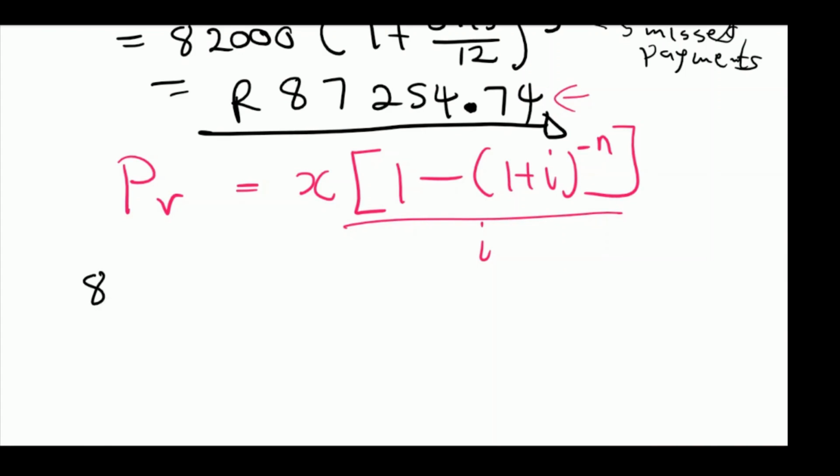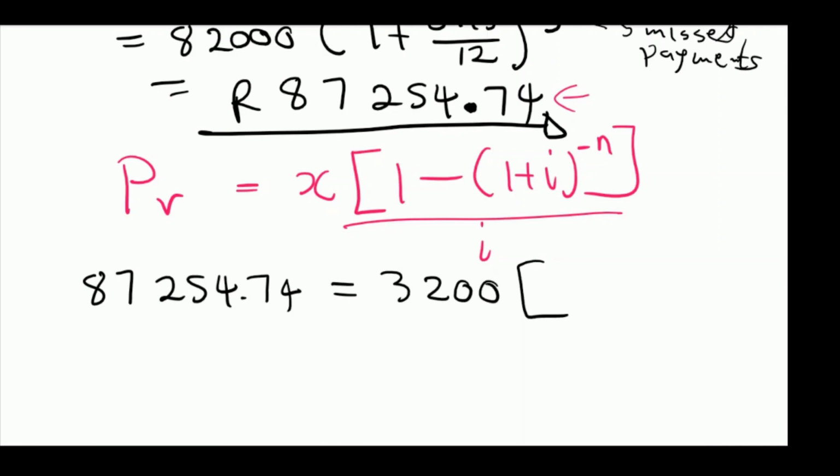So it's 87,254.74, right? Equals to, and then she made payments of 3,200 rand every month.